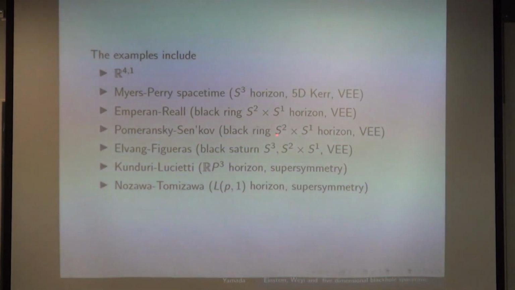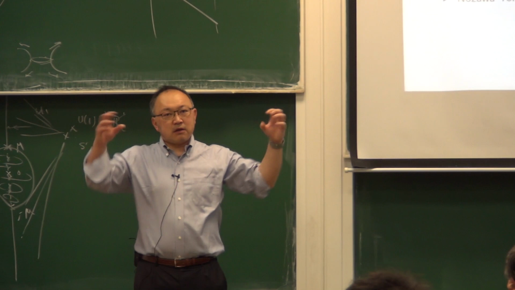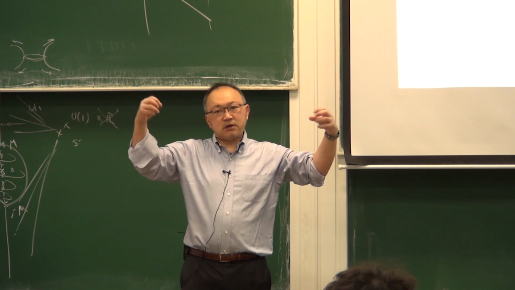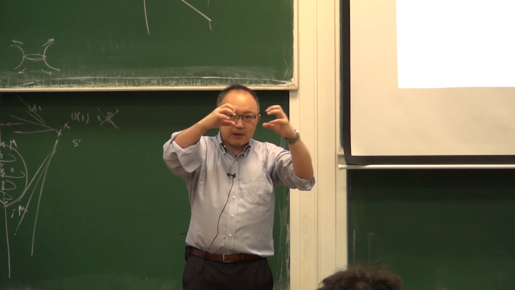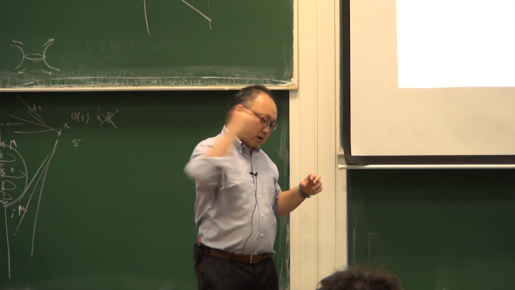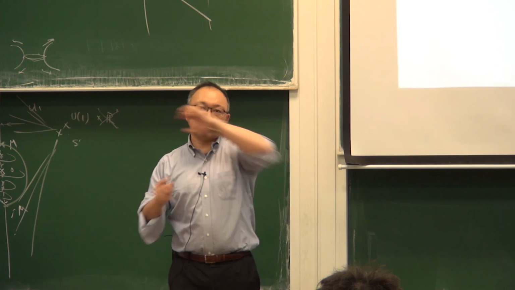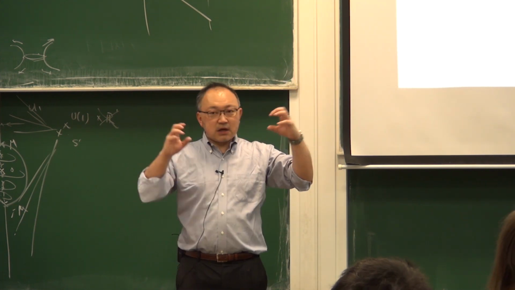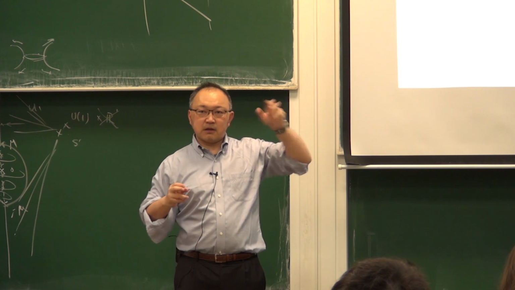And then people got excited, and Pomeransky and Sen'kov showed the black ring, which looks the same. What Emparan and Reall did is that you have S2 and then you have S1. You can think naively that when you have this donut shape, the donut can collapse, because Einstein theory is the theory of attraction, right? So they attract each other and usually it collapses to become a sphere. But what they did is they gave a spin in this S1 direction, so that prevents it from collapsing. And what Pomeransky and Sen'kov did is that in addition to this spin, they also gave a spin this way.